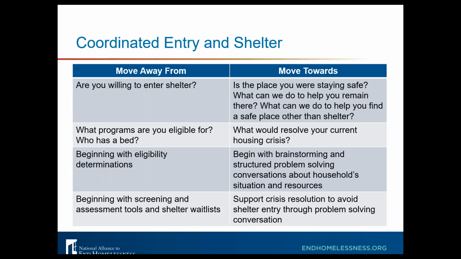So when you integrate diversion, you are moving away from the types of questions here that we have in this chart on the left. You are rethinking how you approach people who are seeking your help, and you're reframing how you're talking to them and how you're discussing their options. So you might start now by saying, are you willing to enter shelter? What you're going to want to do is move towards, is the place you are staying safe? What can we do to help you remain there? What can we do to help you find a safe place other than shelter?